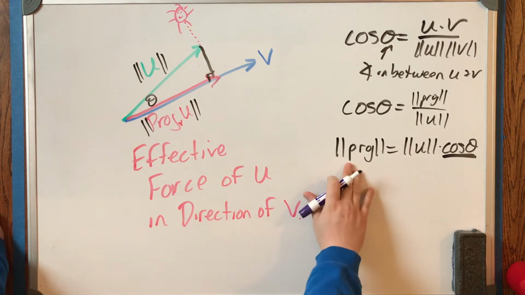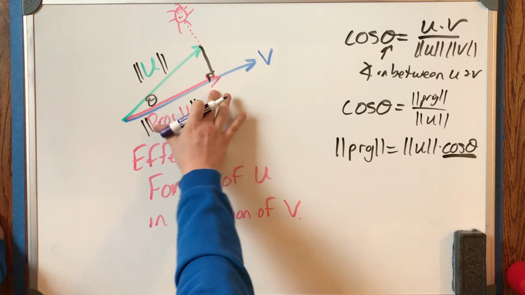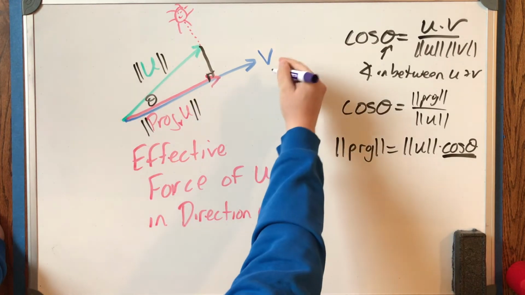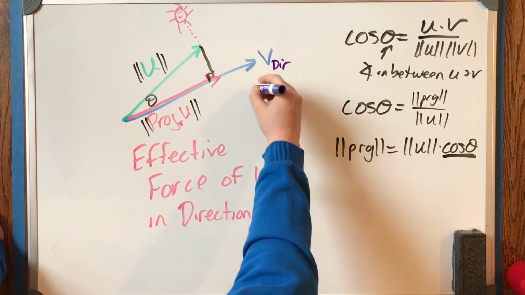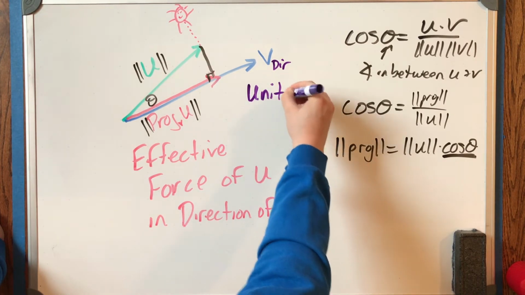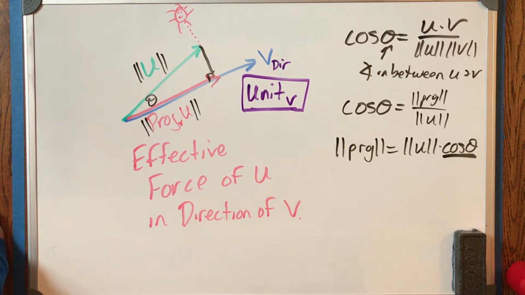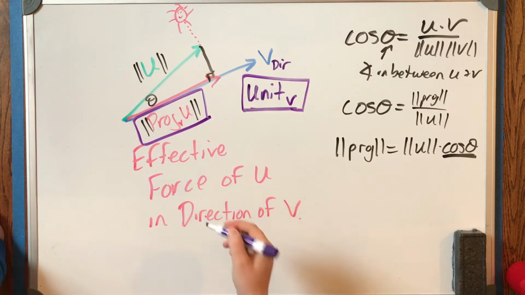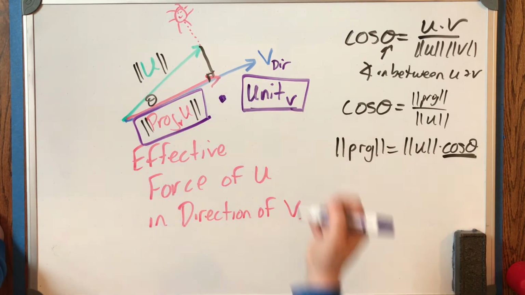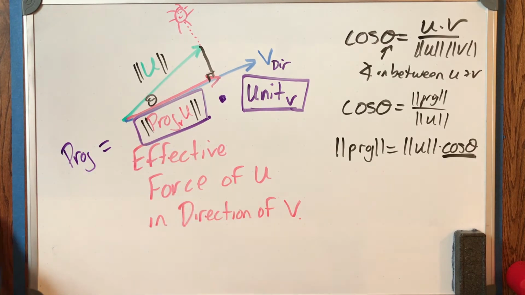Once we have the length of the projection, in order to actually find the component form of the projection vector, we just need to know what direction v is going in. And luckily for us, we know that if we can find the unit vector of v, that's going to capture the direction of v. And if we have the length of the projection, then we can just multiply those things together, and that will give us the actual projection of u onto v.